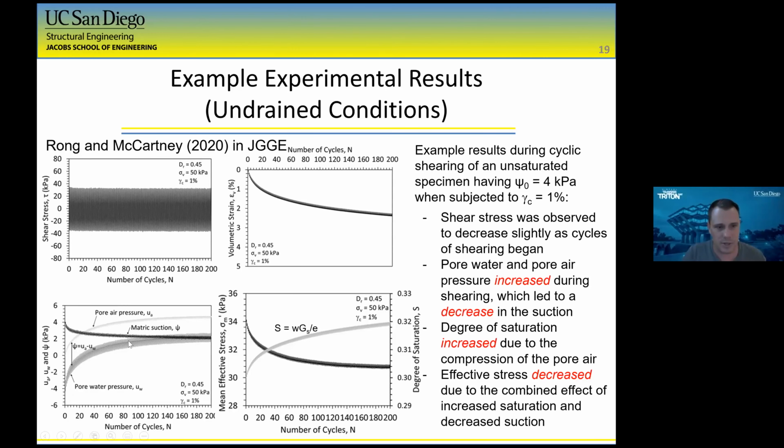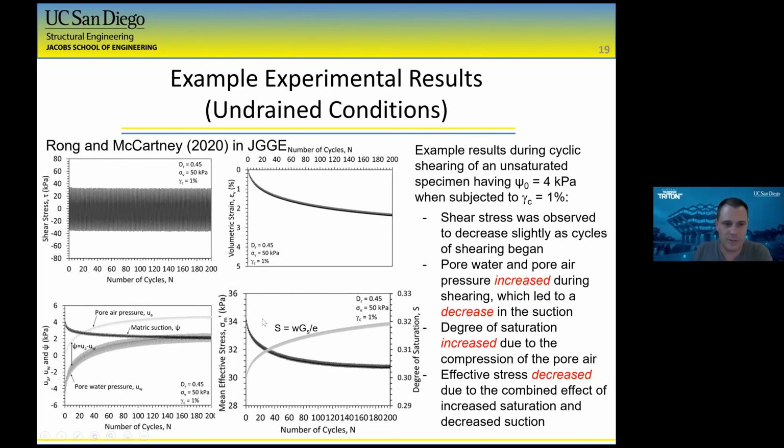We measured the changes in pore air pressure and pore water pressure. And the difference between those is our matrix suction. So even though both the pore air and water pressures increased, the differences indicate that the matrix suction decreased. So that could affect our hardening process that's happening on the yield surface. And also, we observed an increase in the degree of saturation because of that decrease in the volumetric strain.